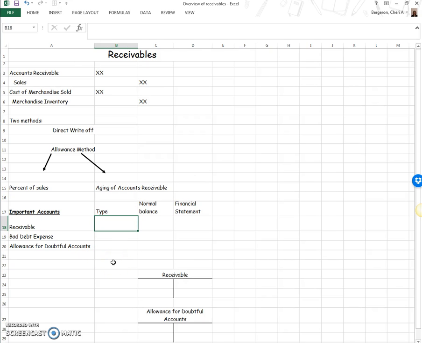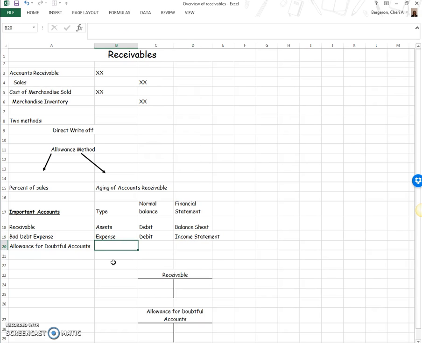Some of the important accounts that we're going to use in this chapter are receivables. Any type of receivable could be accounts receivable, notes receivable, interest receivable. All of these are assets because it's our right to receive that value, usually cash. The normal balance of any asset, of course, is a debit, and assets are found on our balance sheet. The other important account is bad debt expense. This is an expense, and expenses, of course, have a debit balance. The financial statement that reports expenses is the income statement.